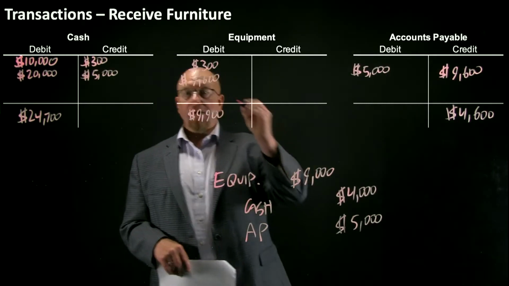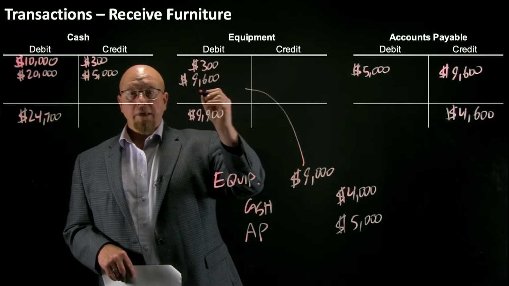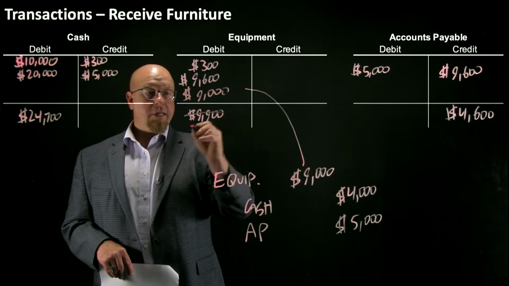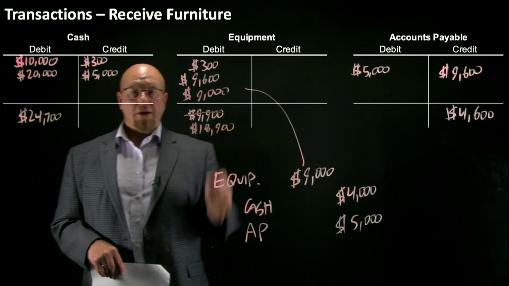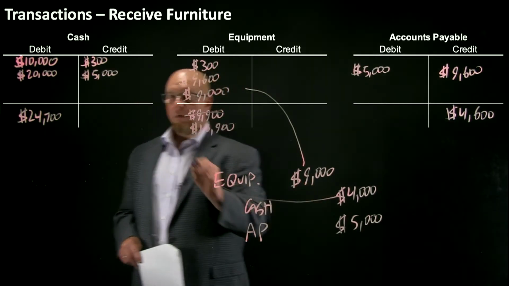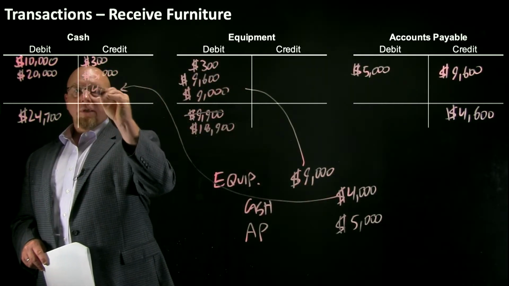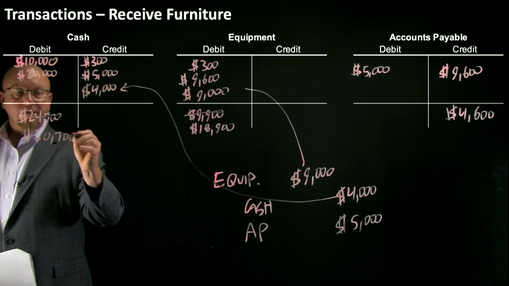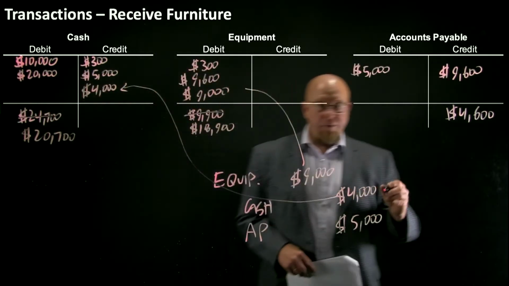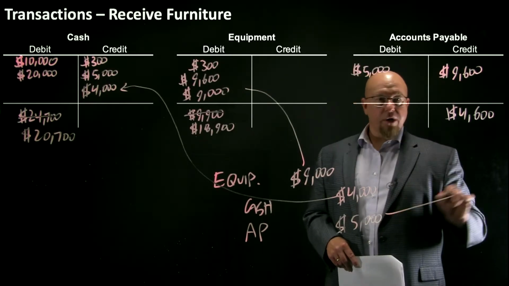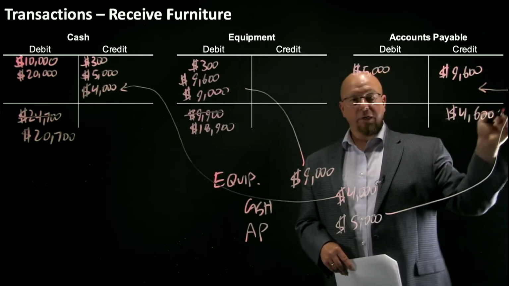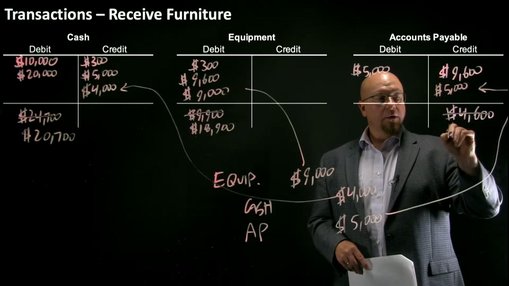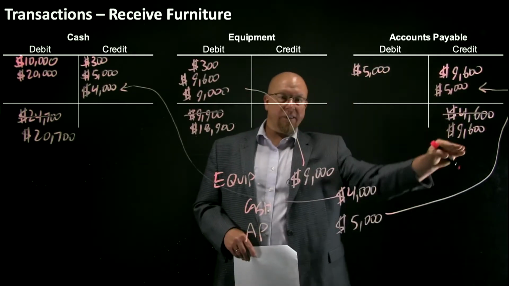Then we can take each part of this journal entry, and we can put the $9,000 up here. That's going to make this account become $18,900. And we can take the cash, bring it all the way over here. That's a $4,000 credit, which reduces cash. It's going to bring our cash balance down to $20,700. And then finally, as we break apart this journal entry, the $5,000 credit entry to accounts payable, pretend that you can still see all that line. That's going to cause our accounts payable to increase from $4,600 to $9,600.